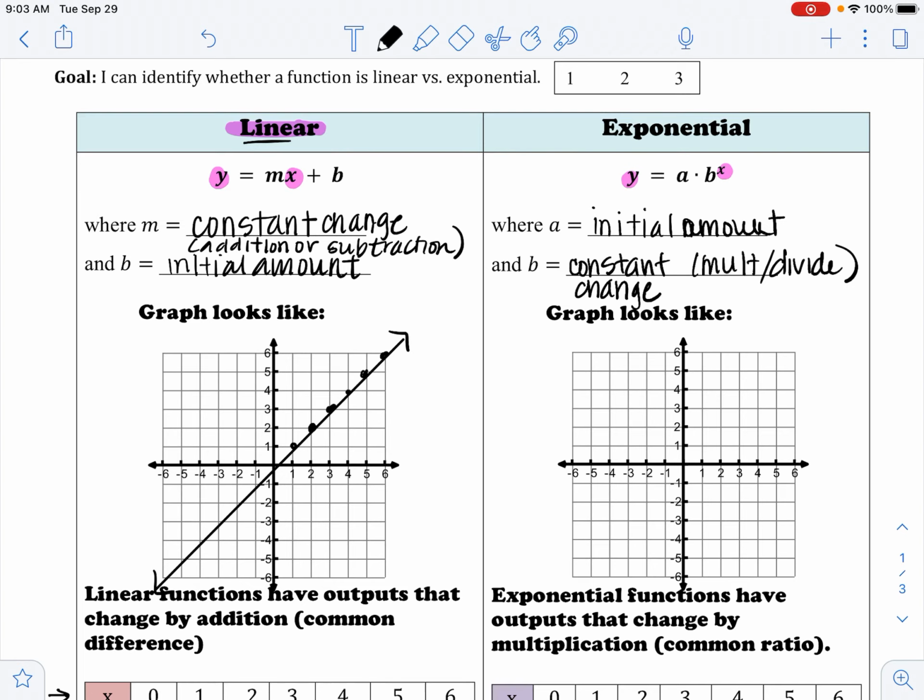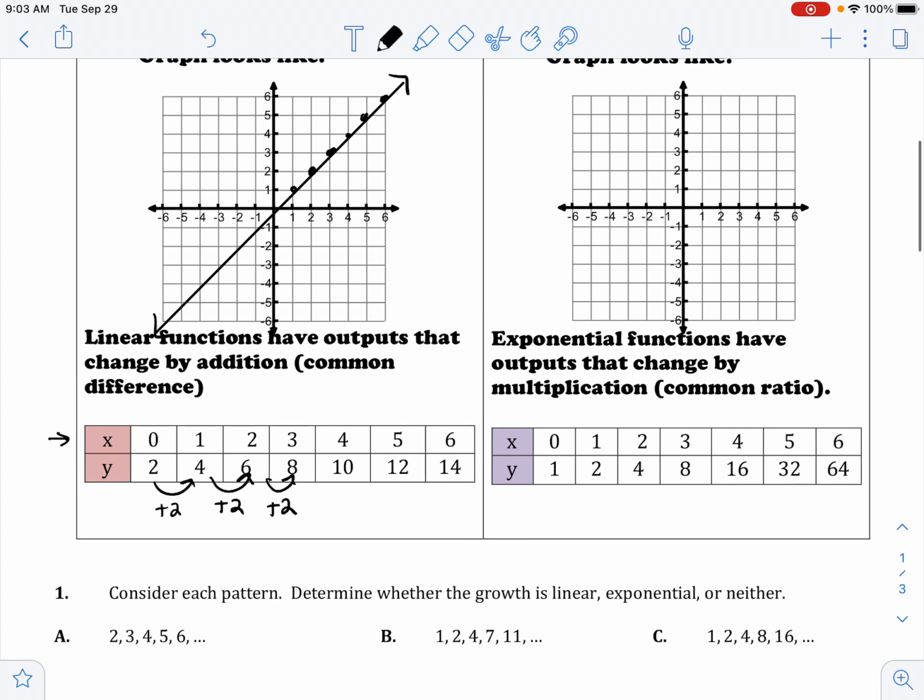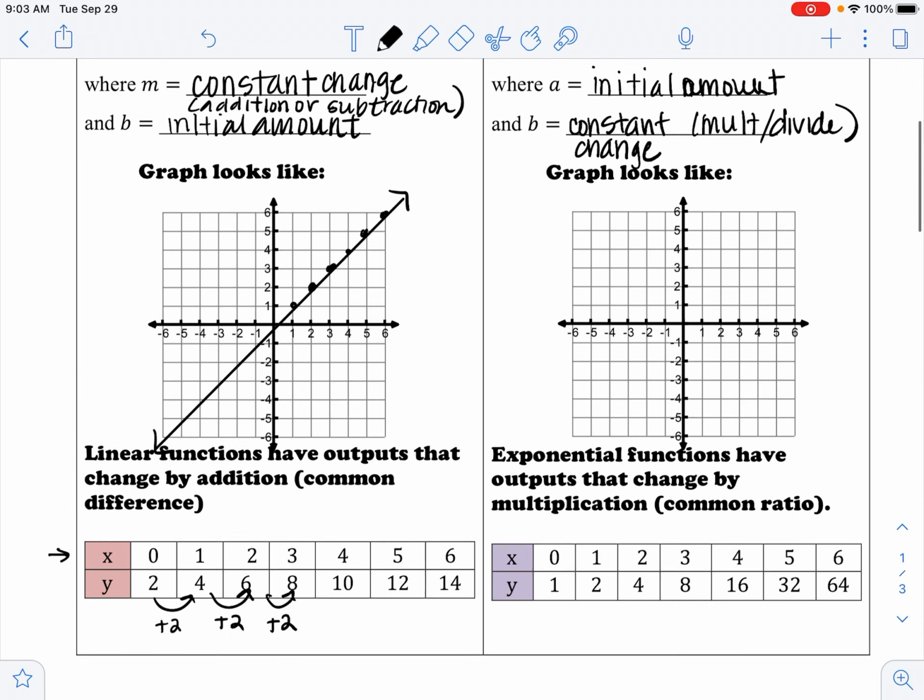So if you see a problem that says she's getting 2 times more every week, or he is tripling his income, right? That's 3 times more. When I hear the word times, that implies multiplication, which is exponential. Now, we don't really use division, but technically, if you say that each week she loses half of the money, that's multiplying by a half, which is the same thing as dividing by 2. So we always use multiplication, but multiplying by a half is the same thing as dividing by 2.